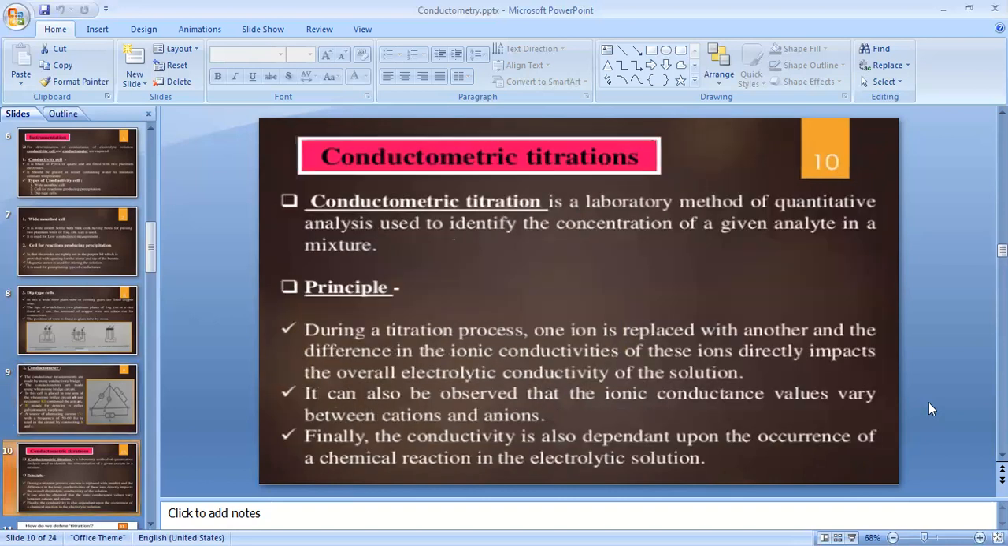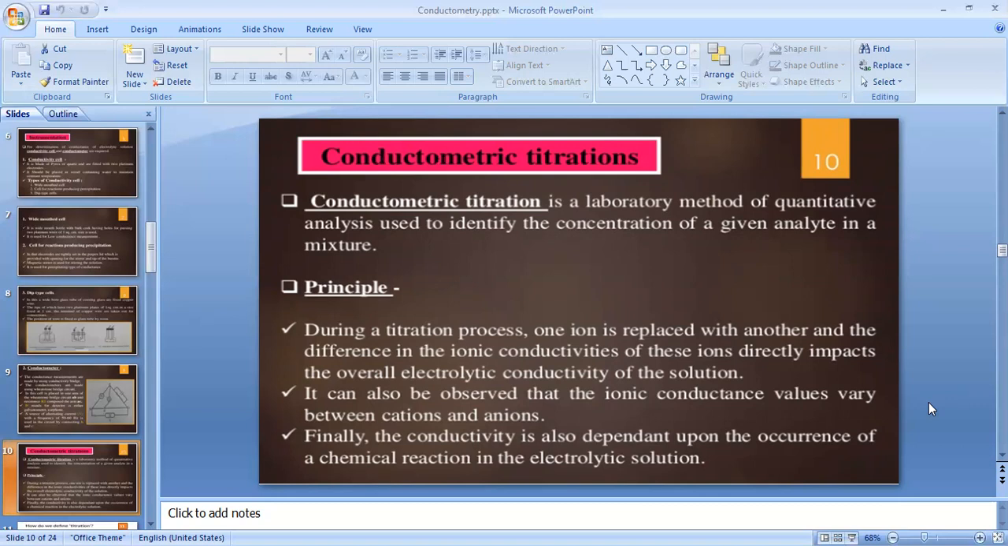The next major part of the conductometer is conductometric titration. Depending upon the nature of the analyte, whether it is acidic, basic or salt, and whether it is stronger or weaker in nature, conductometric titration is categorized into four major classes. So firstly, we will see what conductometric titration is.